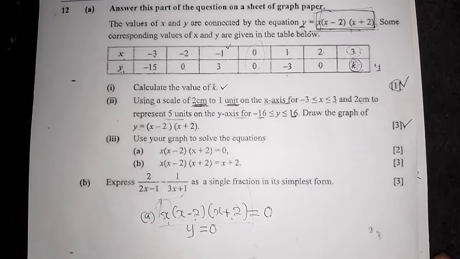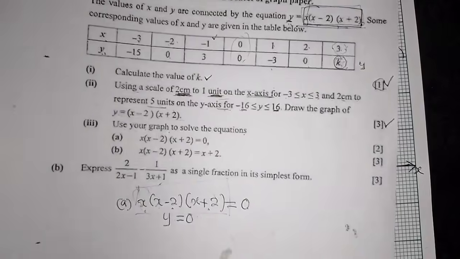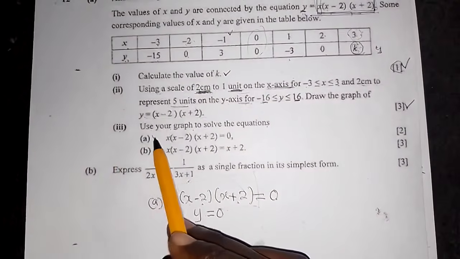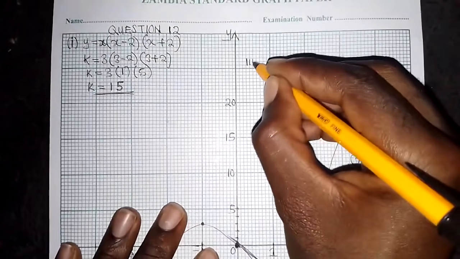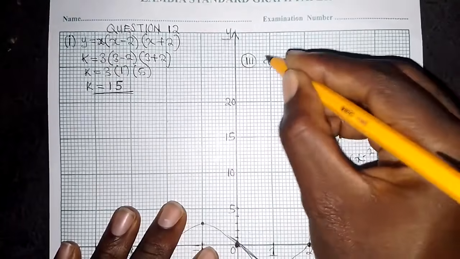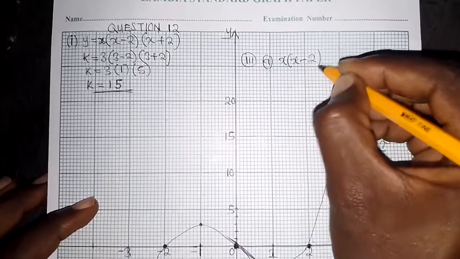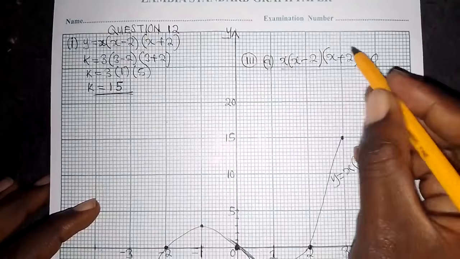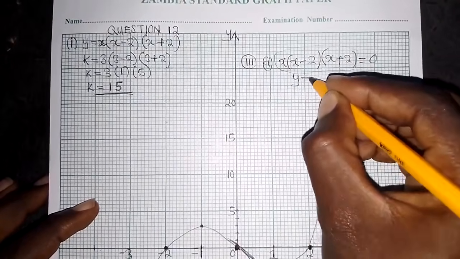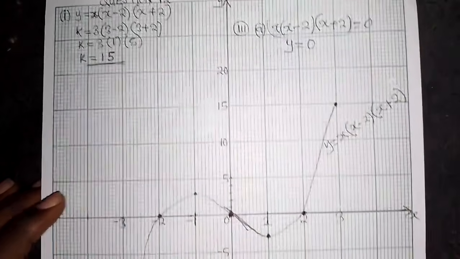So y is equal to 0. I told you that y is equal to 0 is the x-axis. You go on your graph. So this was 3a. I'm going to write my answer here, 3a. My answer will be there. So what did I say? It was x minus 2, x plus 2 equal to 0. Then I noticed that this was the same as the equation. So y is equal to 0.